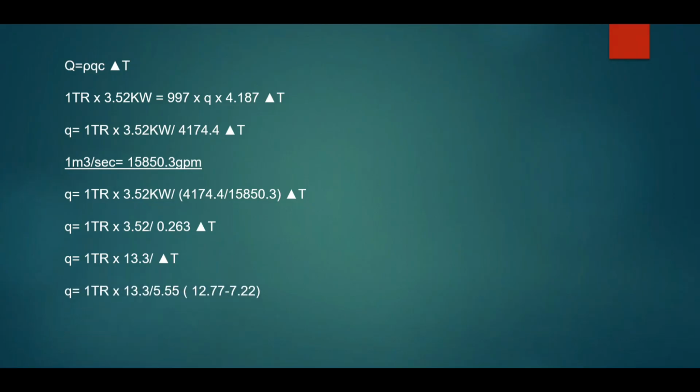So now you can see Q is equal to 1 TR into 13.3, and delta T, we know that in our example 12.77 return temperature and supply temperature is 7.22. So total delta T is 5.55, and finally you will get the answer. Q is equal to 1 into 13.3 divided by 5.5. Q is equal to 2.4 GPM. So for the 1 ton of refrigeration, we are getting the answer of 2.4 GPM using these basic formulas.